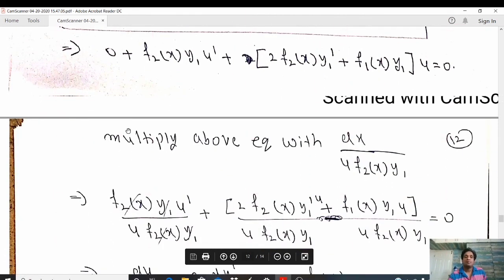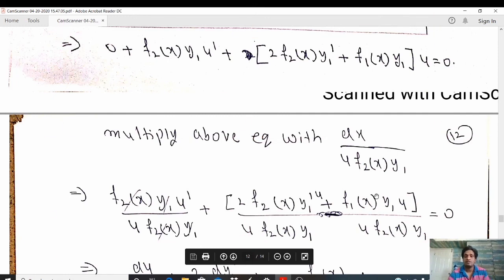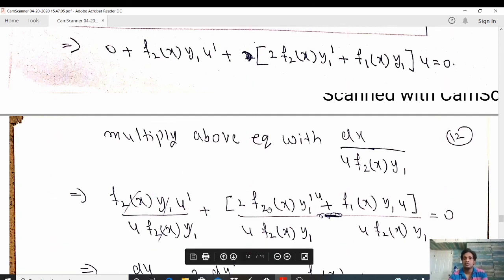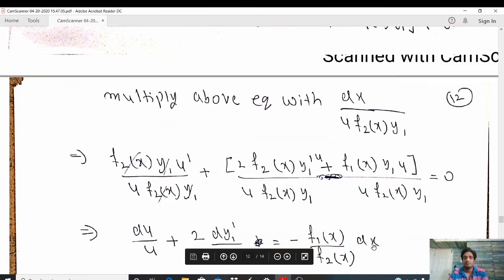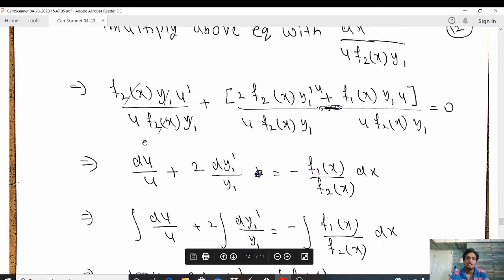Okay. So multiplying the above equation with dx by u into f2 y1. See, here we have 3 terms. Each term I am multiplying by this one. I skip dx here; at the time of integration we will write it. So f2 y1 u dash by u f2 y1 plus this value by u y2 f1 and the last value by u y2, sorry, f2 y1. Okay. So here u dash means du.